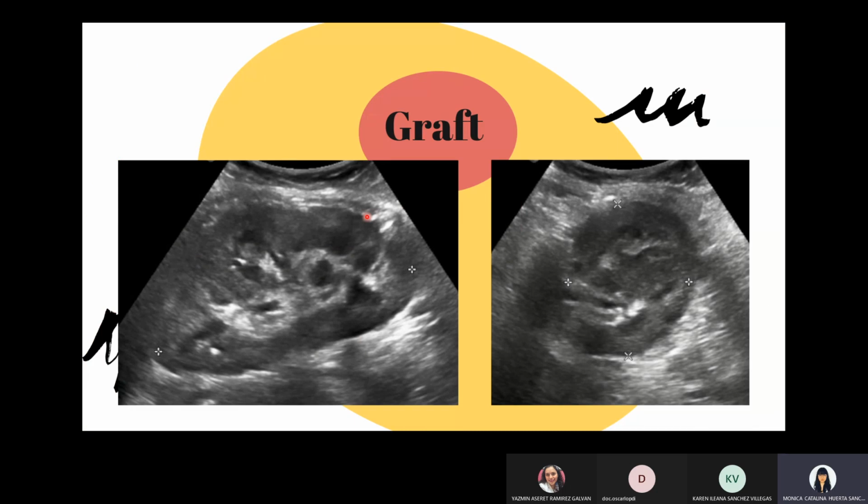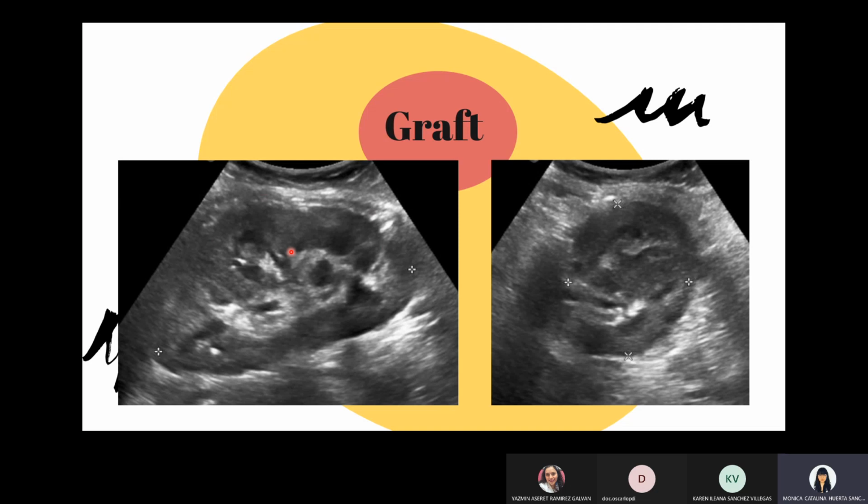So we move on to the graft evaluation, and here we have a pretty normal looking kidney at first glance. It had measurements of 10.9 by 6 by 4.9 centimeters, as well as 163 cubic centimeters of volume, which are all normal. In this one, compared to the previous images, we can easily distinguish the cortex from the sinus and the hypoechoic pyramids. So we have a preserved corticomedullary differentiation.